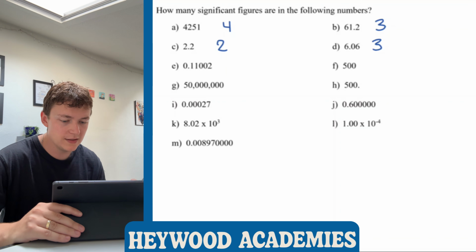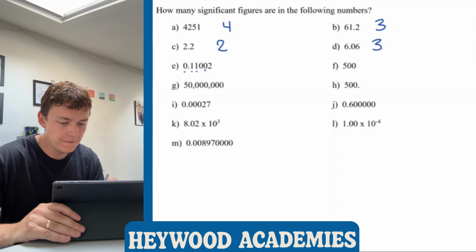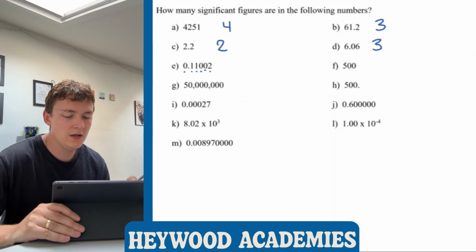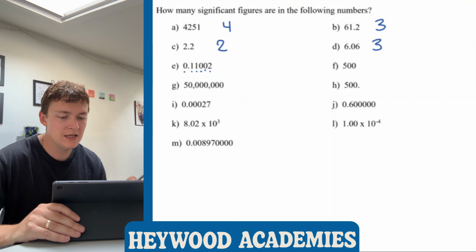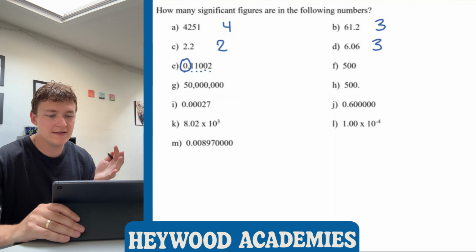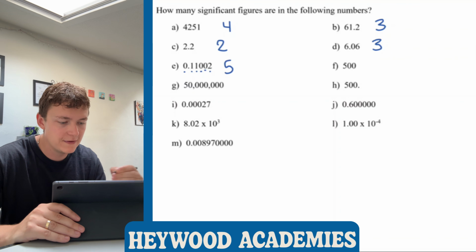Okay, now we get to one that's more exciting. So if we look at E, we've got 1, 2, 3, 4, 5, 6 different digits. 2 zeros there are captured in between the 1 and the 2. So we're going to have to include those numbers. But the 0 out front, in front of the decimal, doesn't count. We have to put that 0 there so that we know that this is a decimal, but it doesn't actually give us any extra information, so we've got to exclude that one. So that is going to just be 5 significant figures.